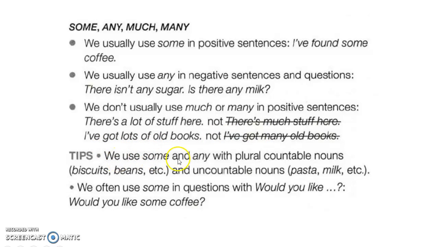Some tips: we use some and any with plural countable nouns, biscuits, beans, etc., and uncountable nouns, pasta, milk, etc. So some and any can be used for both countable and uncountable. Finally, we often use some in questions with would you like. For example, would you like some coffee? Would you like some milk? Would you like some water?